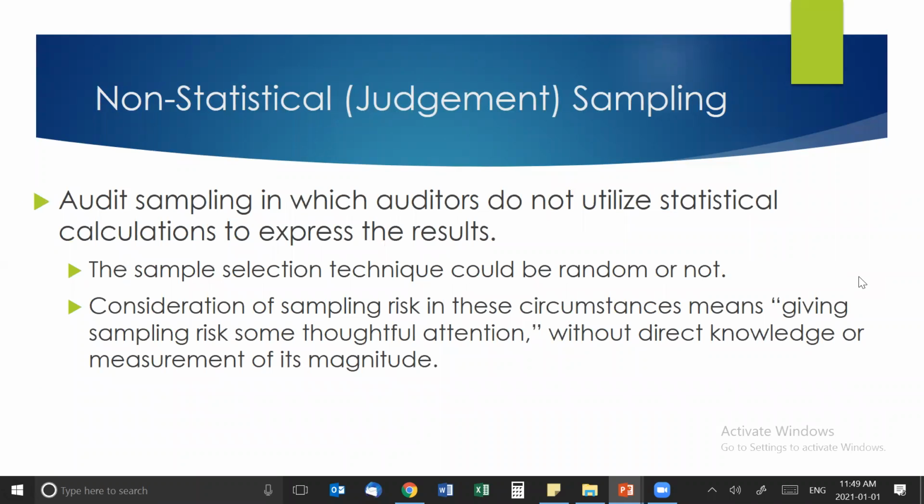And then there's non-statistical sampling, which we call judgment sampling. Here, the sample selection could be at random or not, but you're considering your judgment. So if you know that some accounts are higher than others, you want to pick those high accounts. In that case, you're not picking things at random. You're not giving each part of the population a chance to be selected. You're using your judgment and saying, okay, I'm going to select these items because they're higher numbers, or because there's more of a risk that these items could contain misstatements.